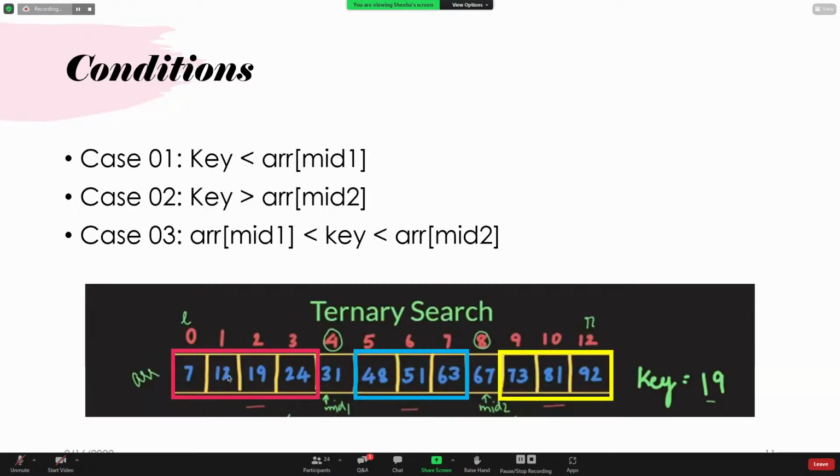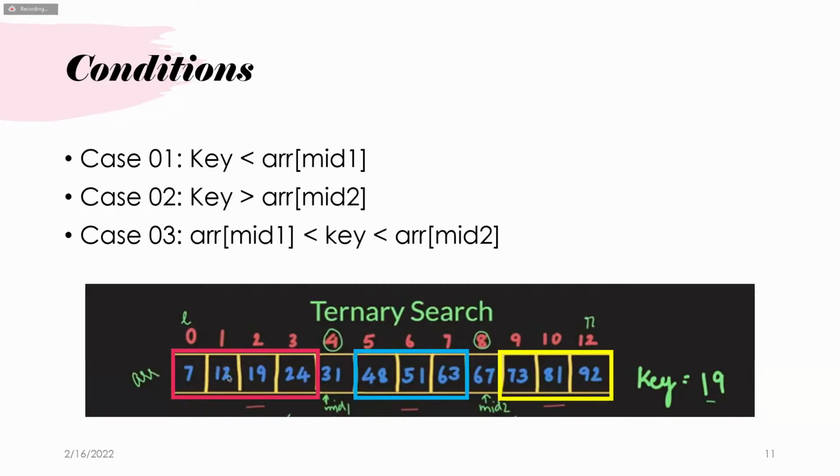Okay, so similarly, tell me what will be the condition for L and H in case 3? That is the blue box. Okay, great. So you got it. So did everyone understand this? Can you give me a thumbs up if you understood?